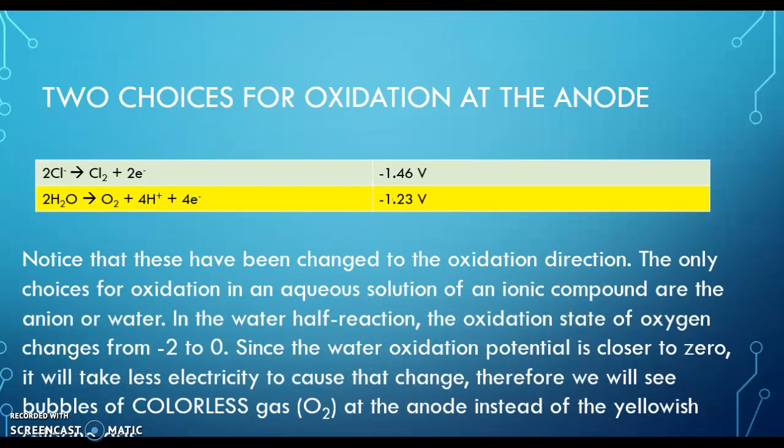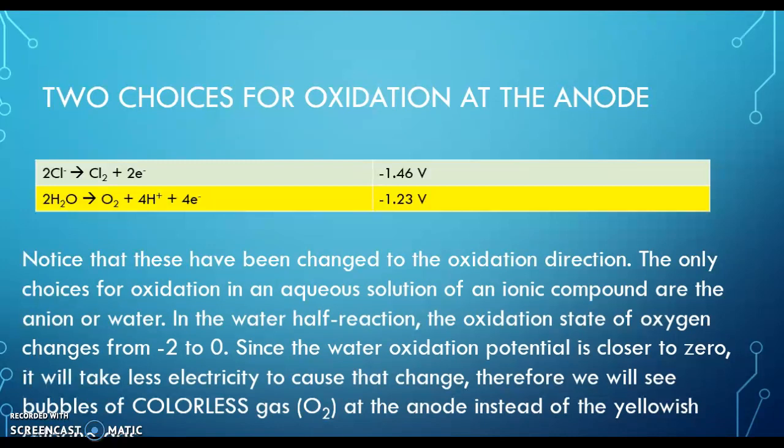We also have 2 choices for oxidation. Notice that I've changed these 2 equations to the oxidation direction from the way they were in the first table. The only choices for oxidation in an aqueous solution of an ionic compound are the anion or water. So those have to be on the left side of the arrow. They're reactants. They're the only things in the beaker. The water, the chloride ion, the nickel 2 plus ion.